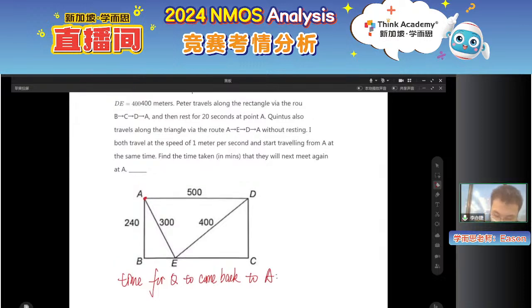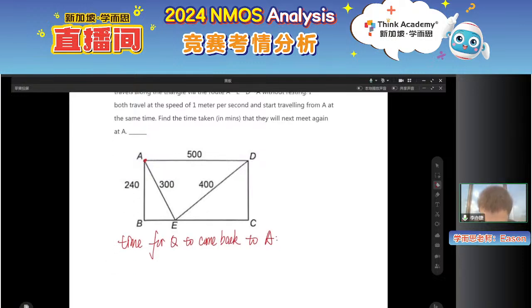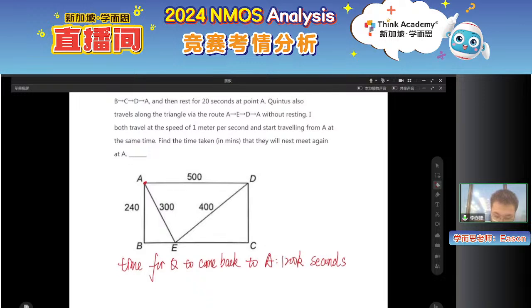Since the speed is 1 meter per second, it should be 345 plus 1022, so 1200 times k seconds. Each 1200 seconds, Q will come back to A. Or maybe we use minutes, but I believe seconds is better.